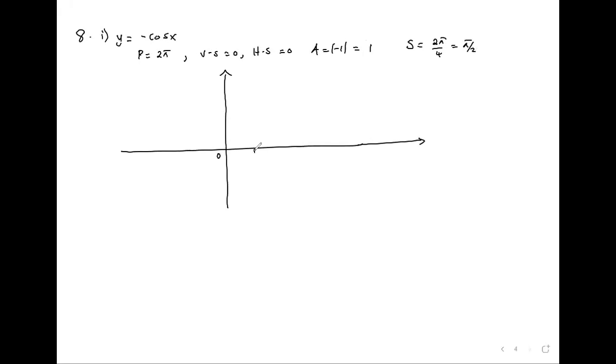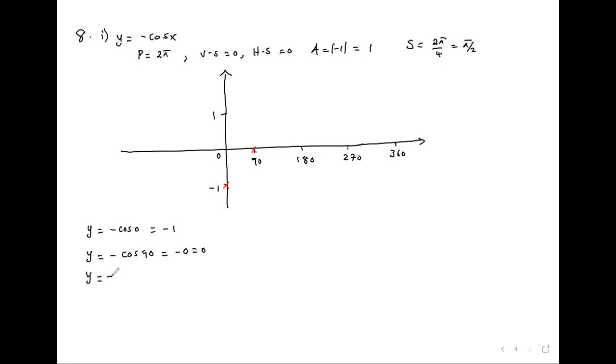So we have 0, 90, 180, 270, 360. And then 1, negative 1. So y is equal to negative cos 0. That will be negative 1. So we have a point here. We go again. Y is equal to negative cos 90. That is negative 0, which is 0. So a point there.